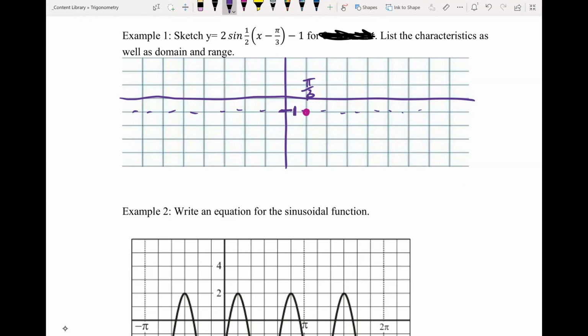Then my increments have to be of pi over 3. So that's 2 pi over 3. This is full pi, and this is where 2 pi would occur. Same thing on the other side. This would be negative pi over 3, negative 2 pi over 3, negative pi, negative 2 pi.